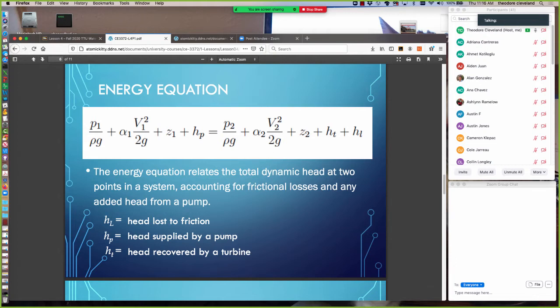And we have a few other terms in here. We have h sub p, which is any added head supplied by a pump between location 1 and location 2. And I have h sub t, which is the term that refers to any head extracted by a turbine between location 1 and location 2. So if there's no turbines in a system of interest, this term is 0. And if there's no pump, that term is 0. And then the head loss term is replaced by whatever head loss model we're using appropriate to the study at hand.